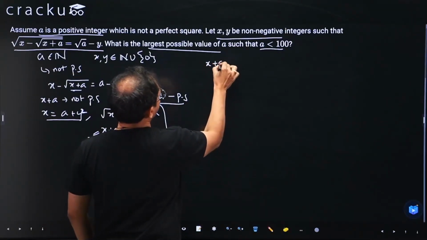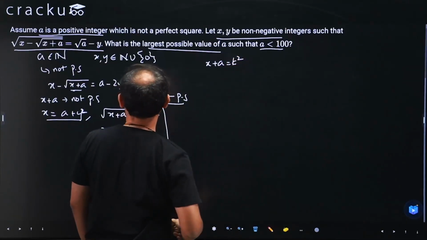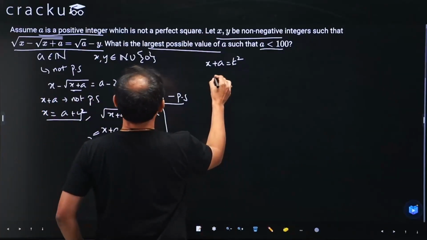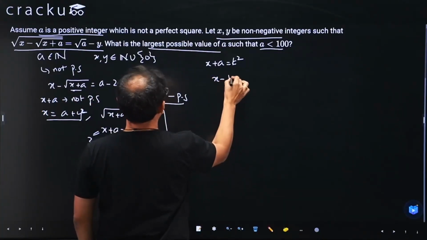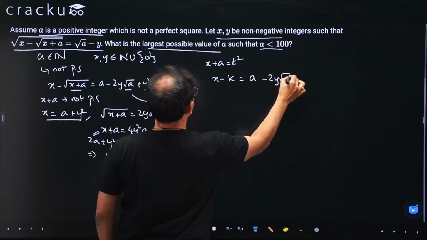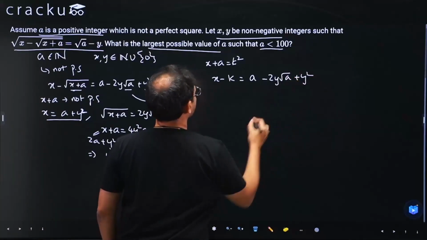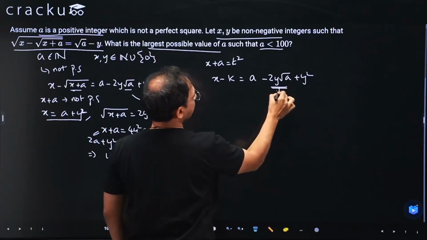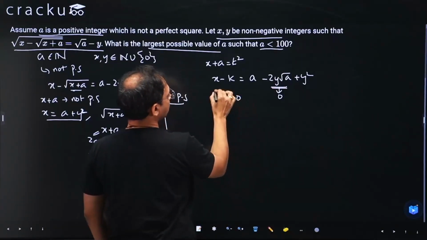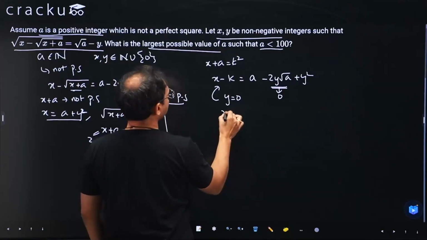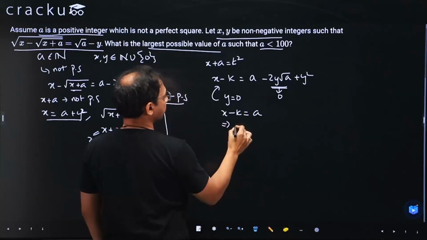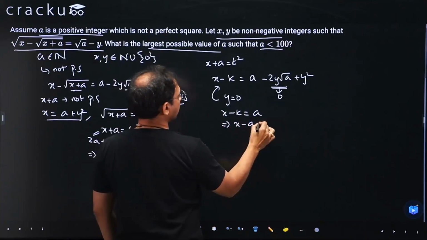So let us call this perfect square some k square. So what will we get? Here we have x minus k is equal to a minus 2y root a plus y square. Here this is the only irrational part, so it has to become 0 because everything else is rational. So y is equal to 0. If I substitute y is equal to 0, I get x minus k is equal to a, or x minus a is equal to k.